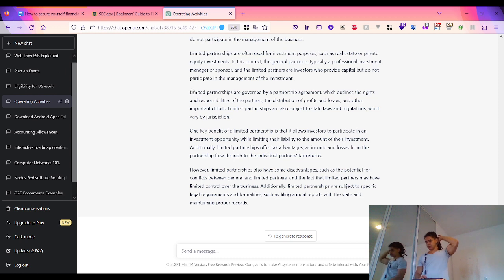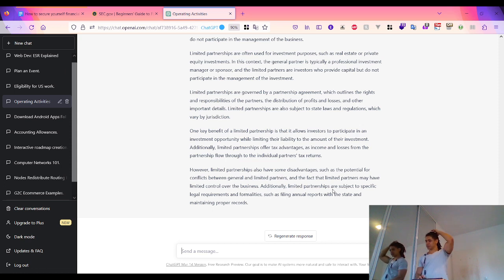Limited partnerships are also subject to state law and regulations, which vary by jurisdiction. One key benefit of a limited partnership is that it allows investors to participate in an investment opportunity while limiting their liability to the amount of their investment. Additionally, limited partnerships offer tax advantages, as income and loss from the partnership flow through to the individual partner's tax return. However, limited partnerships also have some disadvantages, such as the potential for conflict between general and limited partners, and the fact that limited partners may have limited control over the business.